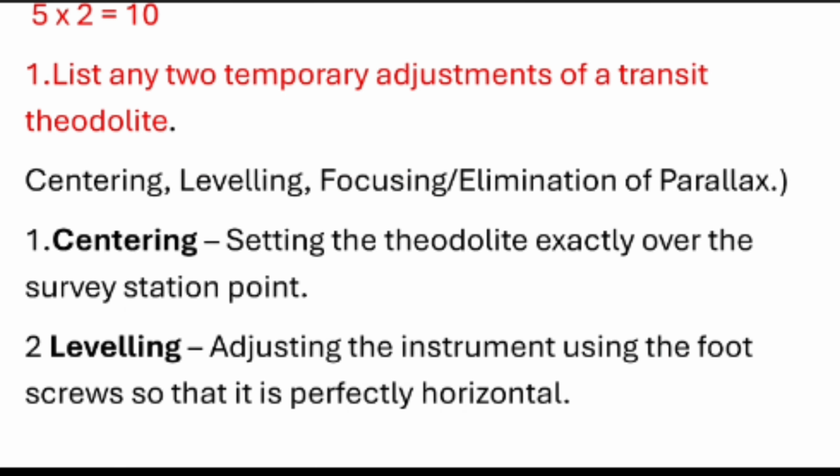List two temporary adjustments of a transit theodolite. Here, if you want to do the temporary adjustment, first you have to do centering, next you have to do leveling, and third one we have to do focusing or elimination of parallax. This you can write. If you want me to write the sentence, you can write.